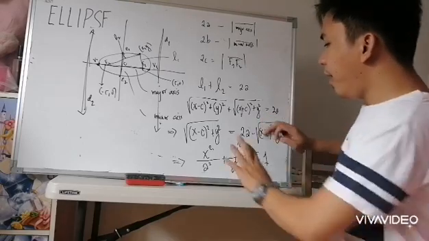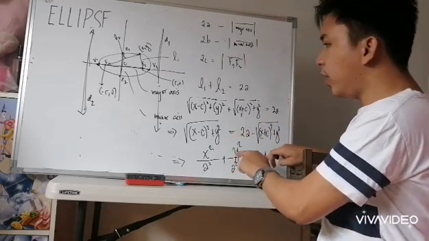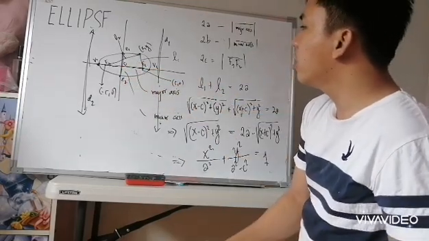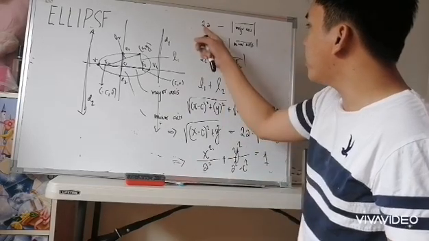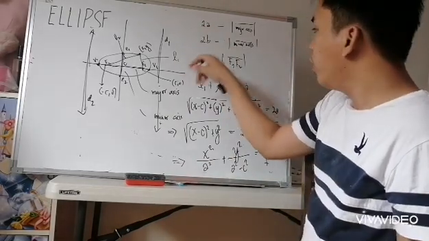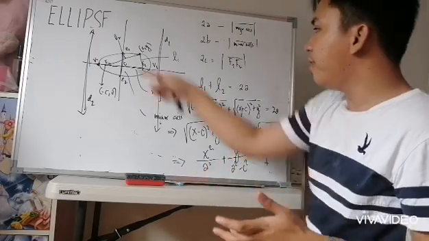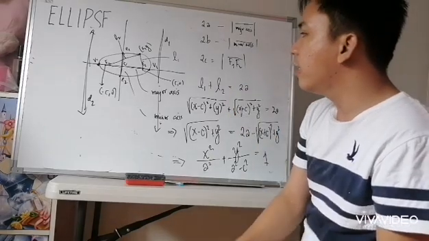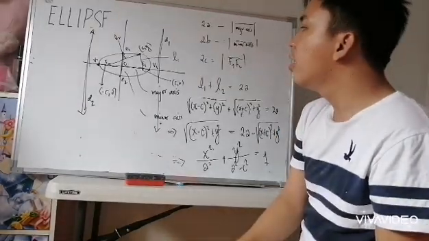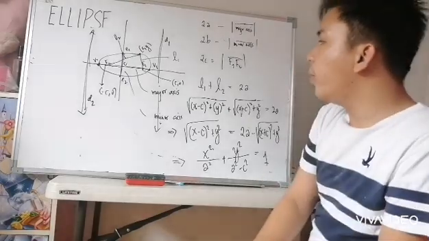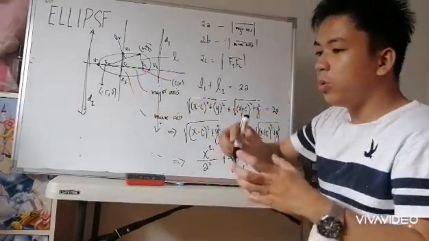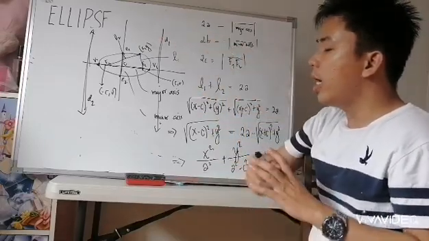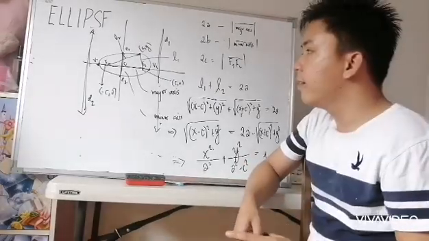Before we continue, let's go back to this rule. Remember that 2a is the length of the major axis, 2b is the length of the minor axis, and 2c is the length of the line segment connecting the foci. Observe that the sum of L1 and L2 is the same as the length of the major axis.